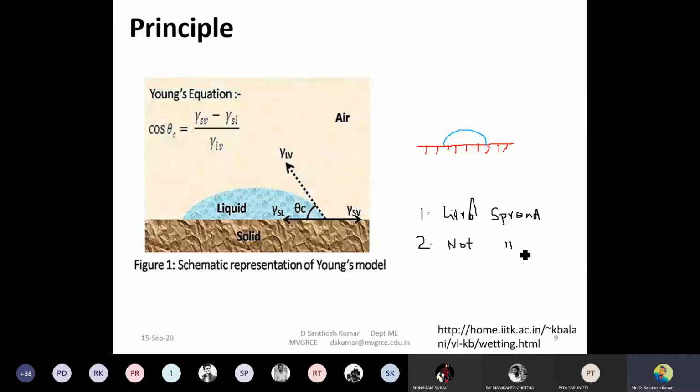So you clearly understand that there is another terminology coming into the picture, that is called wetting. Once a liquid droplet falls on the surface, if the liquid spreads over the surface, that is called wetting. And if the liquid does not spread over the surface, then it is called no wetting.